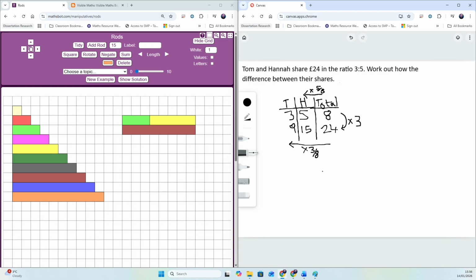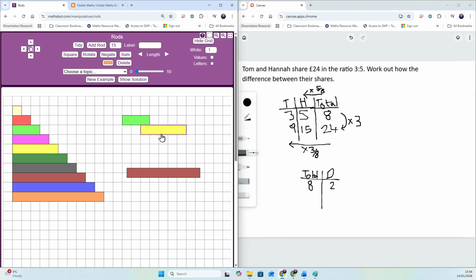That's fine. But what I can do here is form a relationship directly between the total and the difference. I already know the total is 8, but what's the difference between their shares? And the difference between their shares, obviously, in this case, is 2. And we can see that in the bar model as well. And if you've seen my difference video, you can see how I've shown that before.